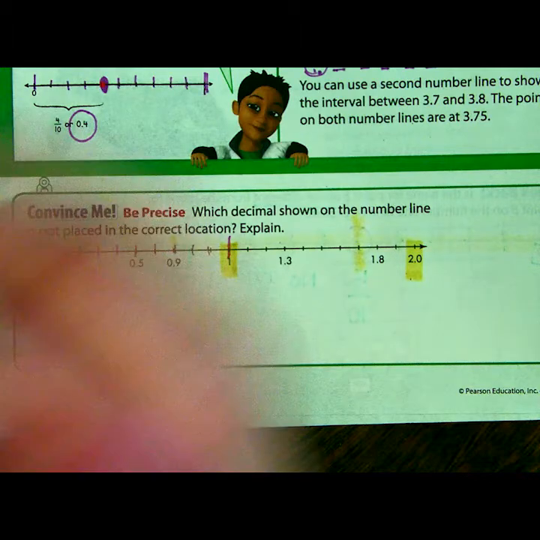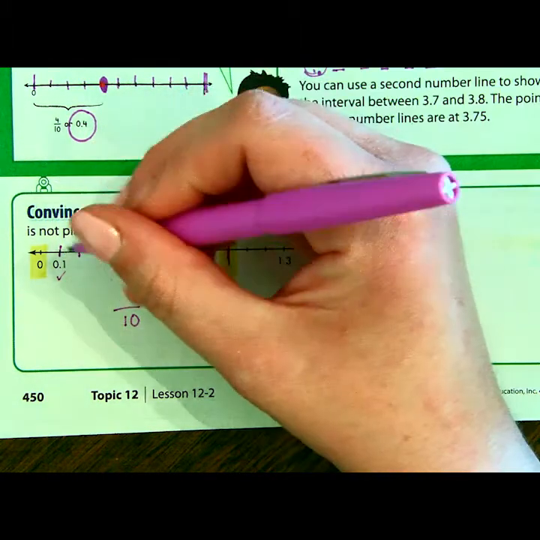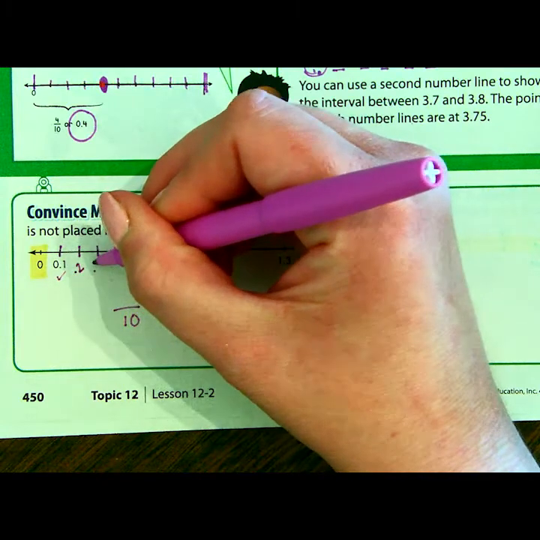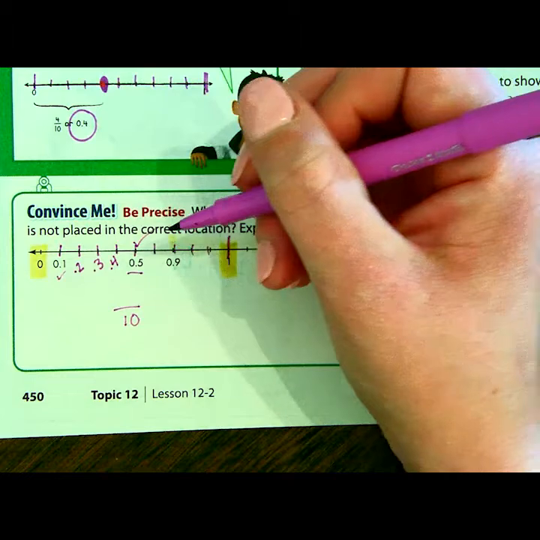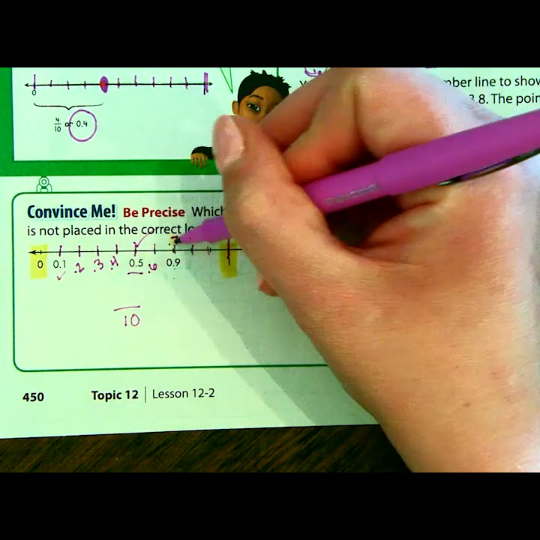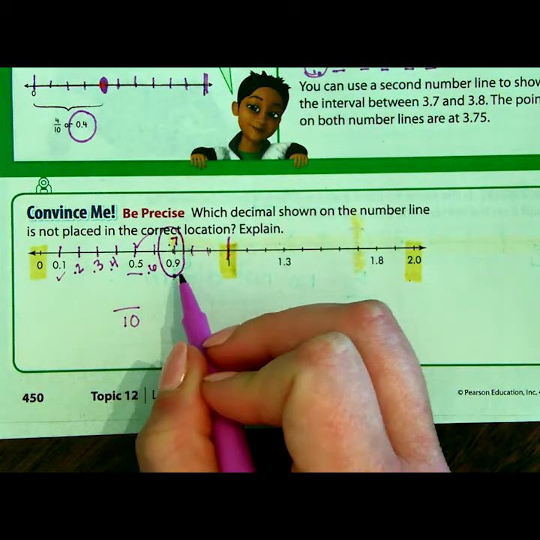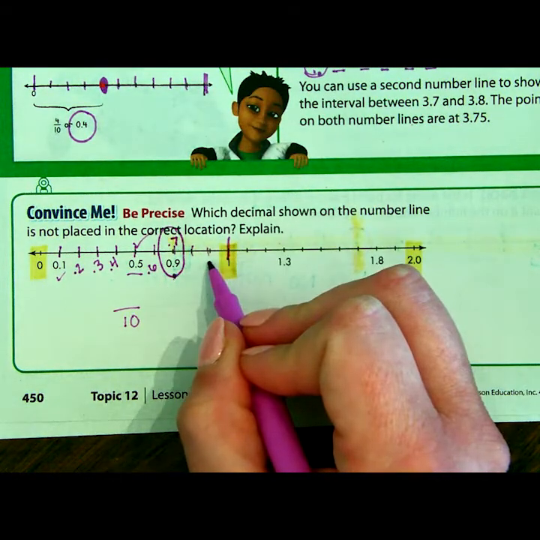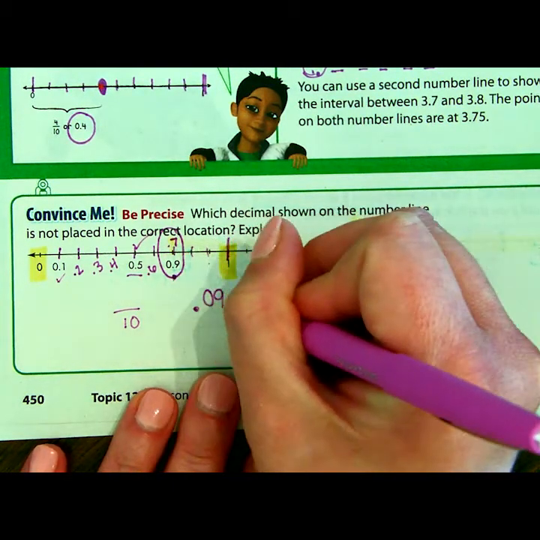So when we look, this would be 1/10. So that decimal is correct. This would be 2/10. This would be 3, 4, 5/10. So this one is correct. This one would be 6. This one would be 7. Here's your incorrect one. It is not 9/10. That would be over here. So 9/10 is incorrect.